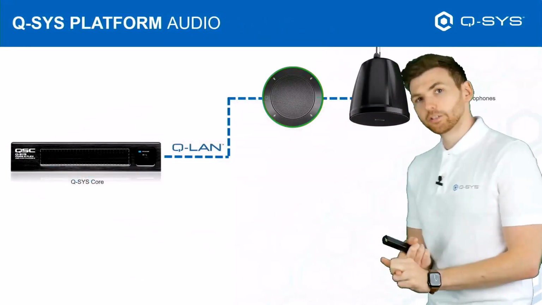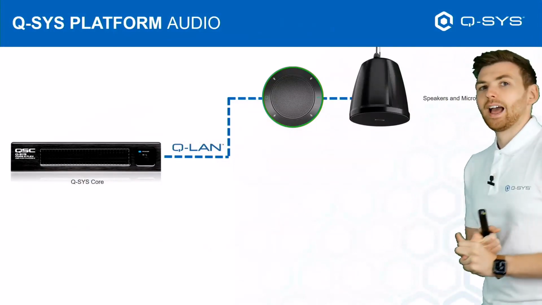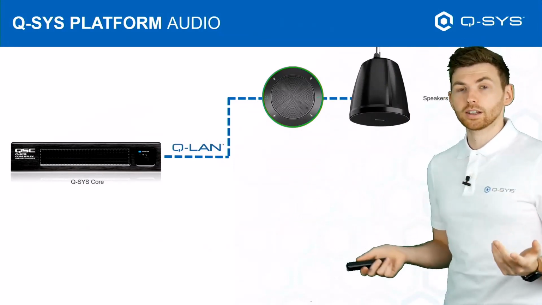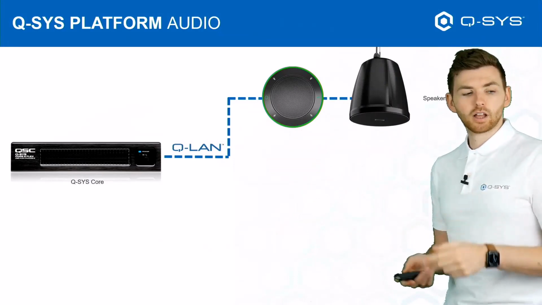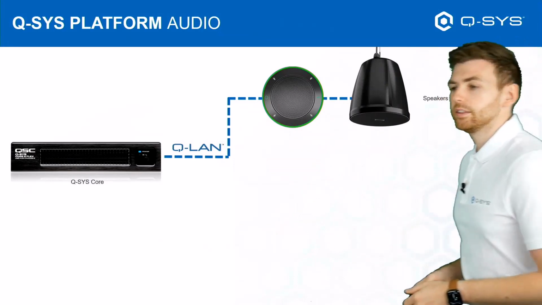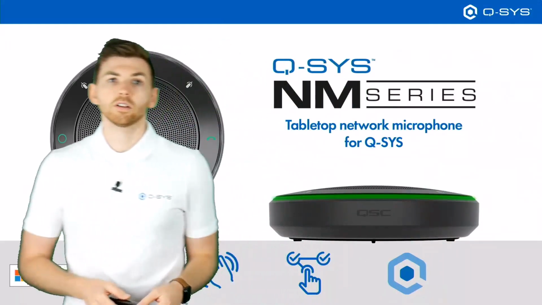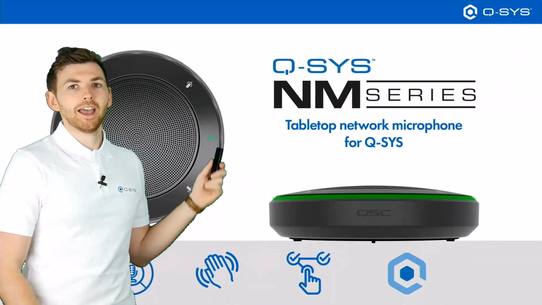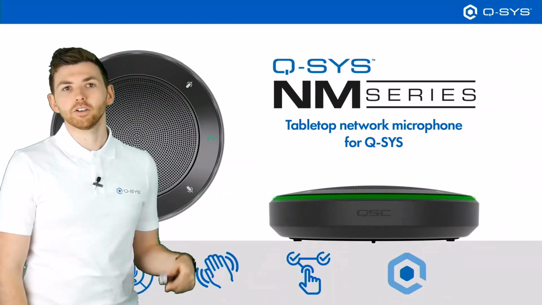Because we do need some microphones and we need some loudspeakers. And the easiest way to do that is going to be to use some native Q-SYS microphones and loudspeakers, okay? And we're going to start off with this guy here. This is the NM series network microphone. What a crazy product name that is. NM series tabletop network microphone for Q-SYS.